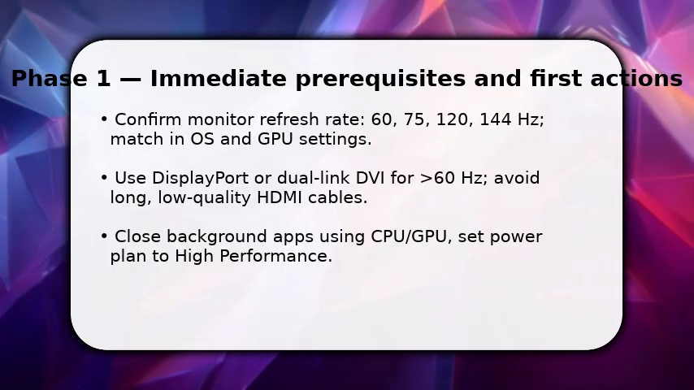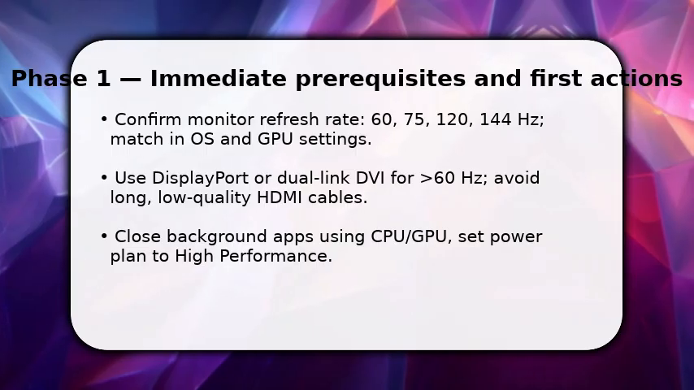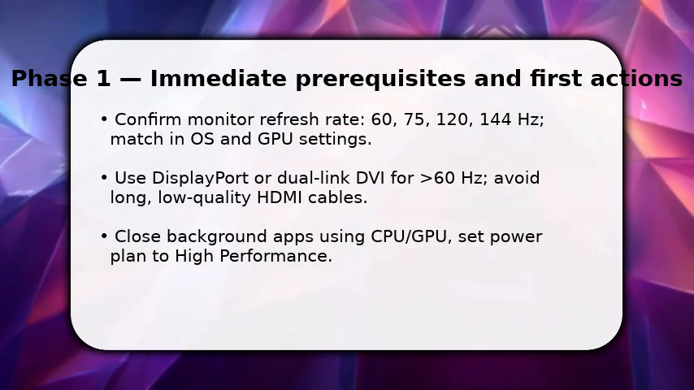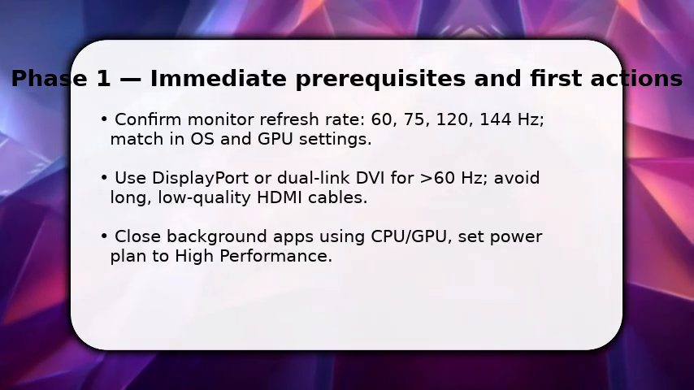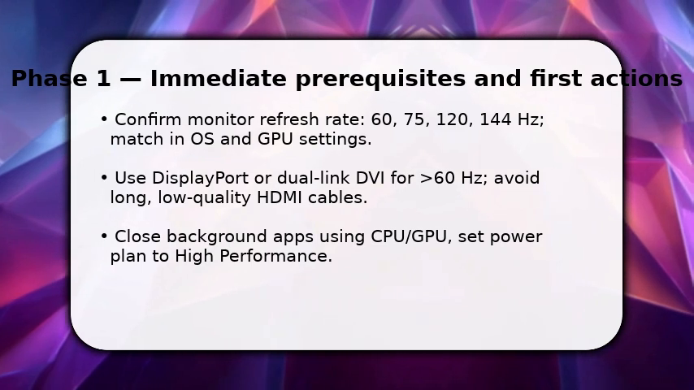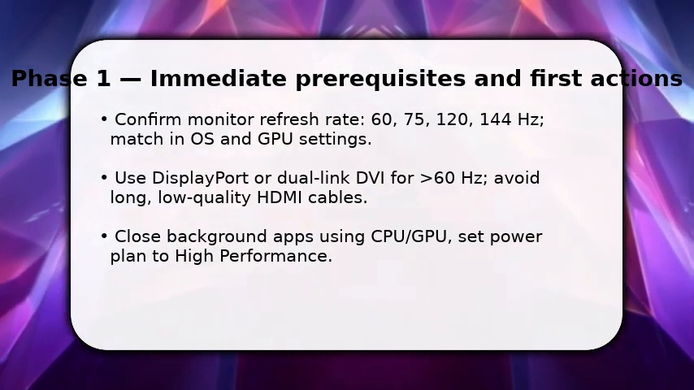Make sure to use DisplayPort or certified high-speed HDMI. Low-quality cables introduce latency. Close resource-heavy background apps and set your power plan to high performance. You're reducing input path variability and reserving CPU/GPU headroom, so the next steps will act on a clean baseline.